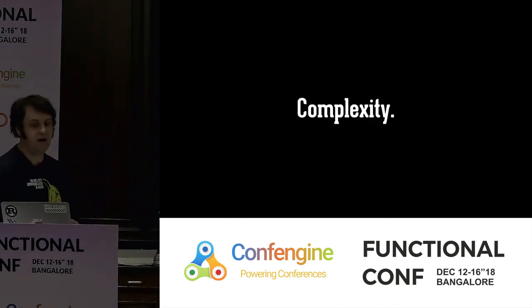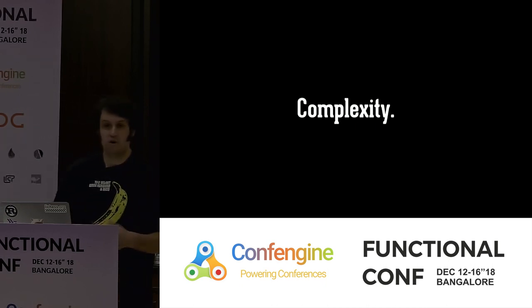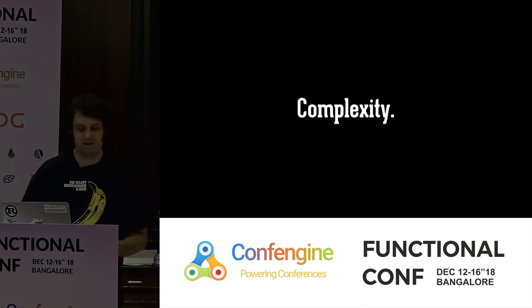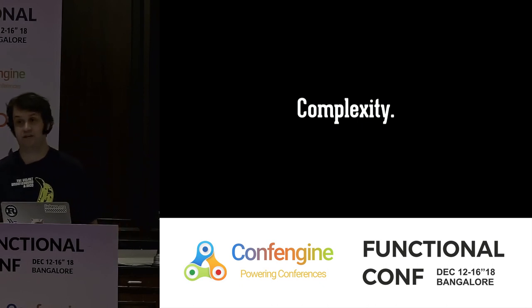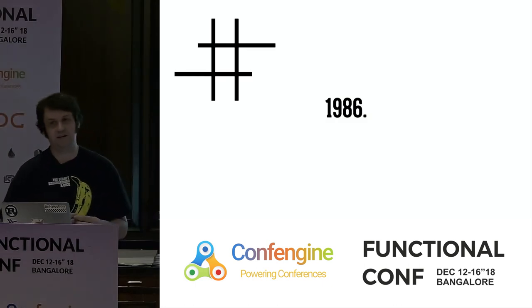So the place I want to start is to talk about complexity, the programmer's obsession with complexity. What is complex? What isn't? Is it essential complexity? Is it accidental complexity? How do we tame complexity? And the place for me to start with this is in 1986.